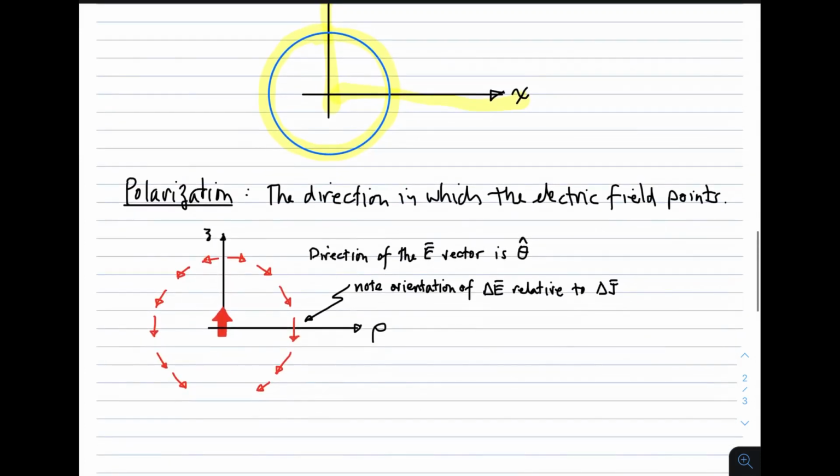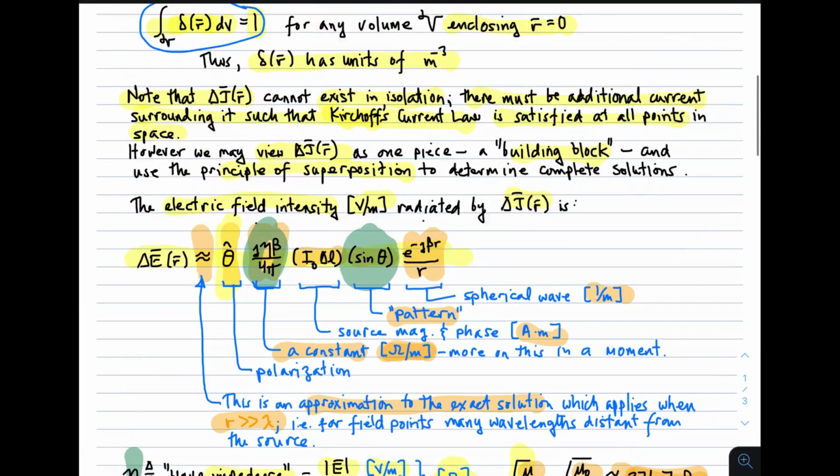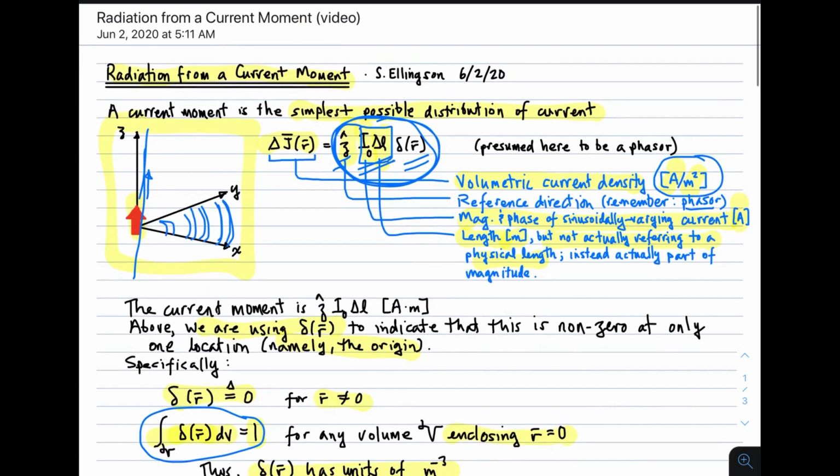And then finally, let's talk about polarization. Polarization refers to the direction in which the electric field points. And we found that the electric field is pointing in the theta hat direction. And if we go back to the original coordinate system, theta hat points in this direction. Right, so theta hat is the increasing angular direction going from the z-axis to the xy plane.